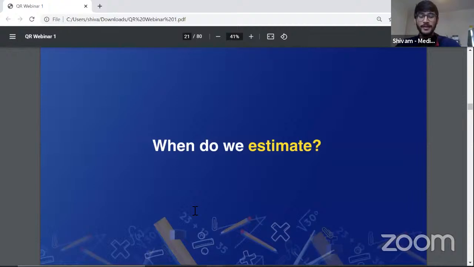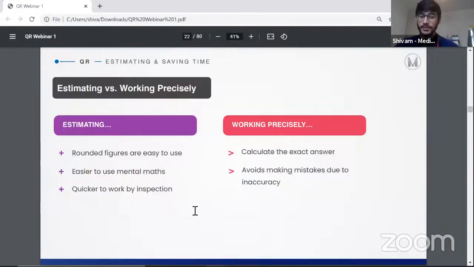Perfect. So when do we estimate? A question I get asked all the time. Estimating is really important, but when do we actually need to use it? So we'll just clarify this one more time. Estimating is all about rounding figures and making them really easy to use. So if we've got 995, we can round that up to 1,000. We can round things up to make things easier for us, and it will help us improve our mental maths and make it easier for us.